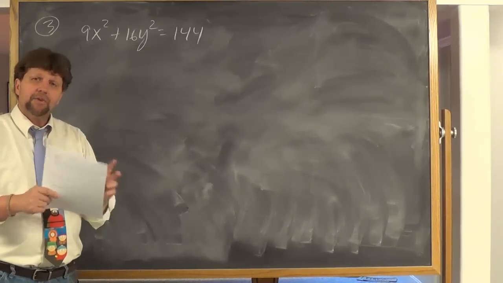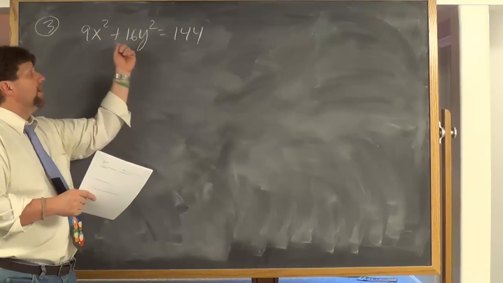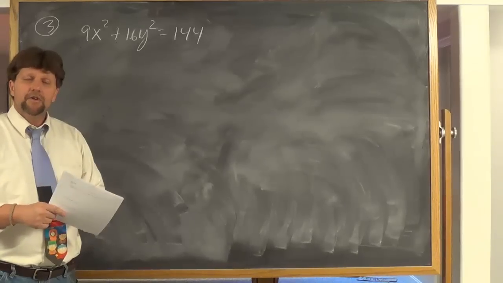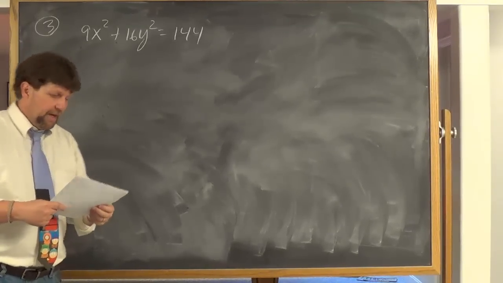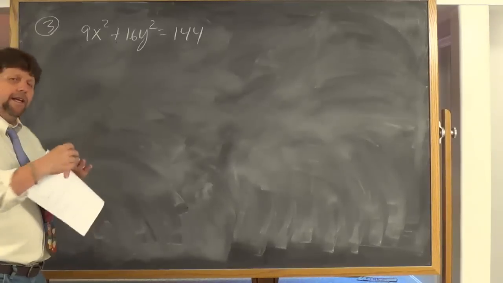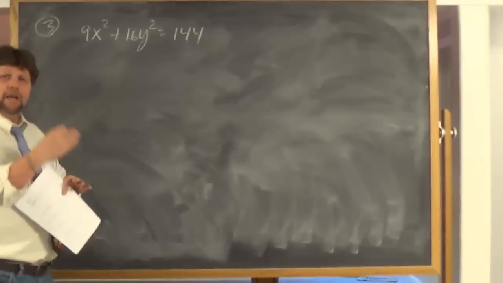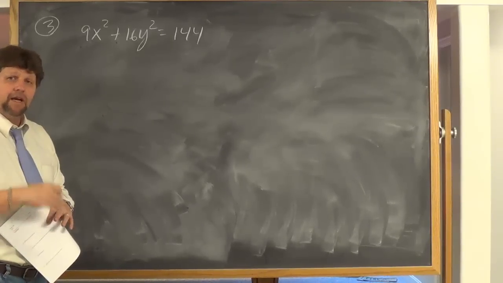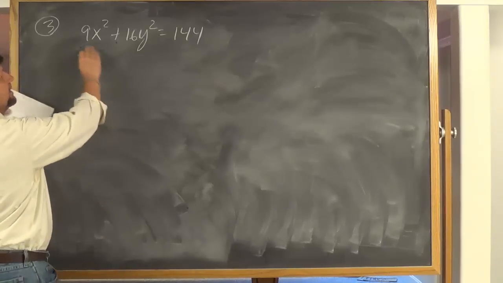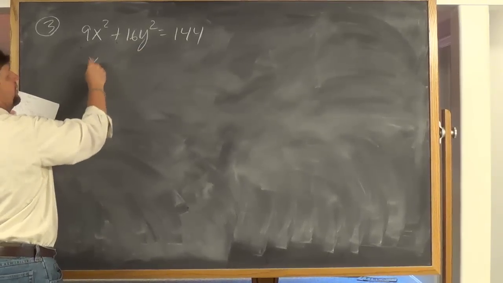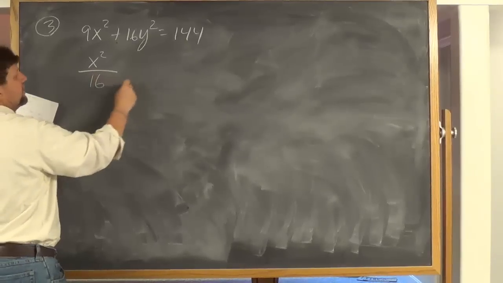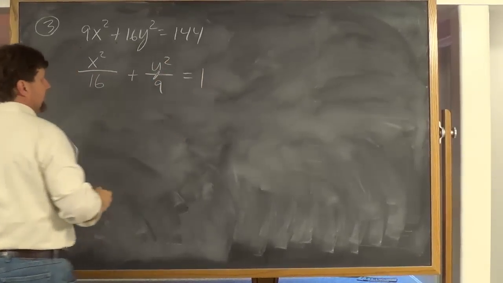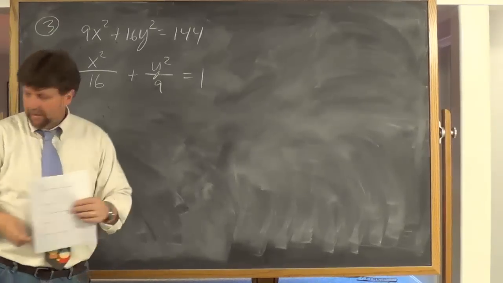You know the difference between an ellipse and a hyperbola: if you see an addition sign, it's an ellipse. You see a subtraction sign, you know you have yourself a hyperbola. Here's what I would do first here. I try to get it into my general form of an ellipse. So that means I'm going to start off by dividing both sides of the equation by 144. So if I divide everything over here by 144, I get x squared over 16 plus y squared over 9, and then that's equal to 1.